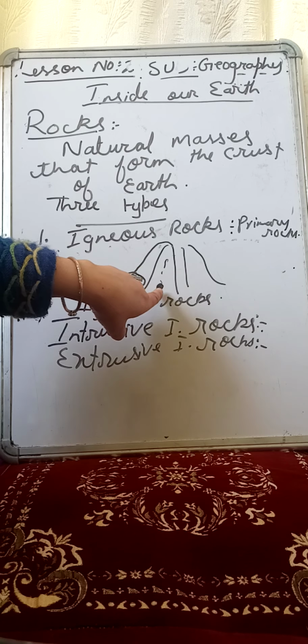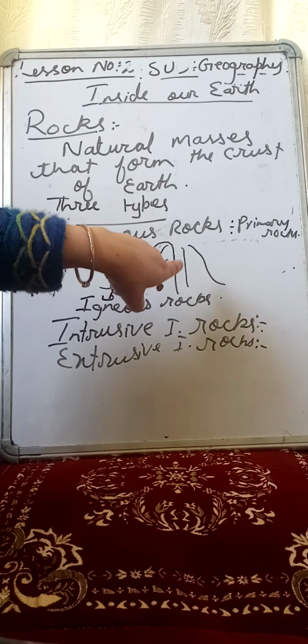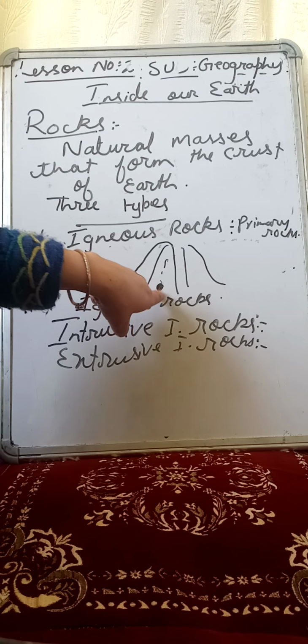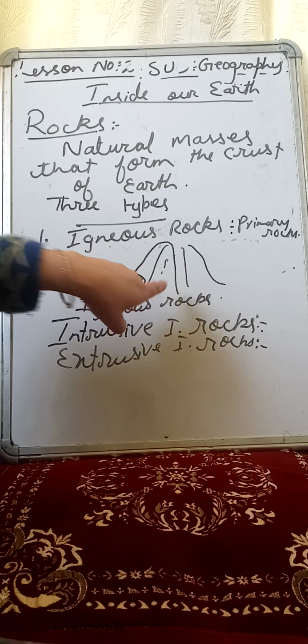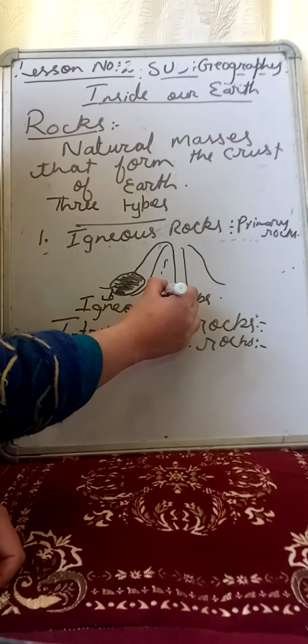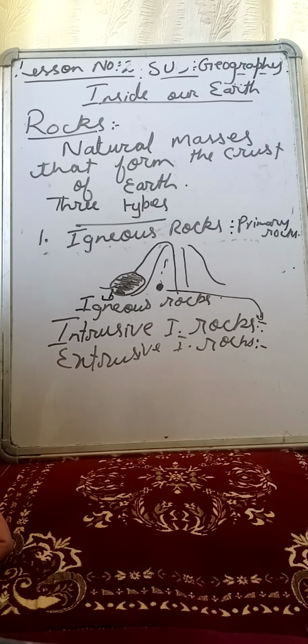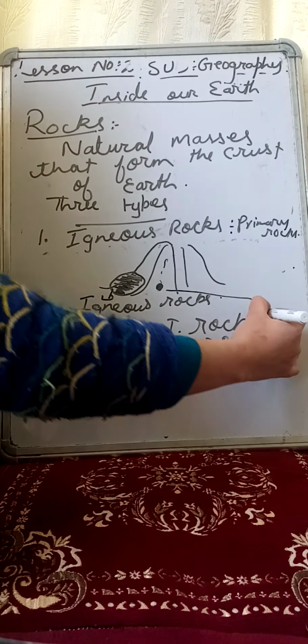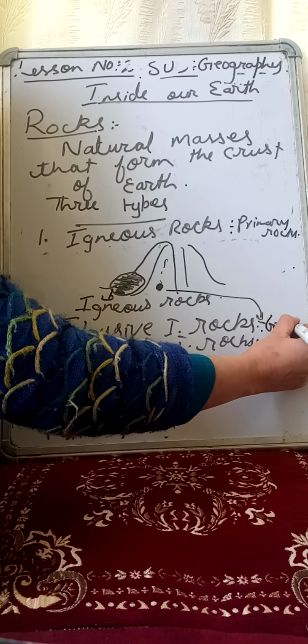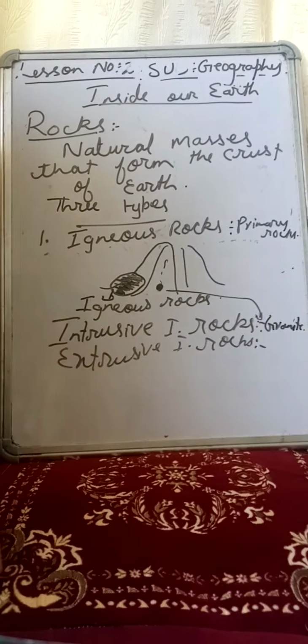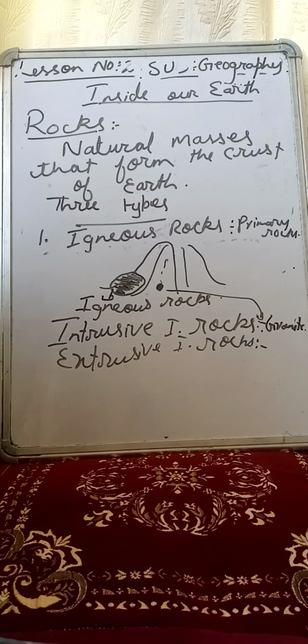The rock that is formed inside the interiors of the earth is known as intrusive igneous rock. Okay, so we can say the rock that is formed inside the earth is known as intrusive igneous rock. We have an example like granite. Okay, got it? Now, what are extrusive igneous rocks?